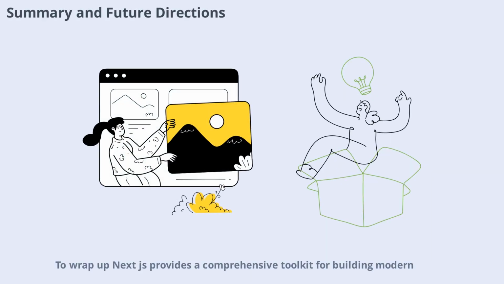To wrap up, Next.js provides a comprehensive toolkit for building modern, scalable web applications. Its support for SSR, SSG, API routes, and integration with technologies like React, Node.js, Express, and MongoDB makes it a powerful choice for developers. The development process, from project setup to deployment and maintenance, ensures reliability and performance. Looking ahead, exploring advanced state management, GraphQL integration, and enhanced testing can further strengthen your Next.js projects. With its active community and evolving ecosystem, Next.js is set to remain at the forefront of web development.